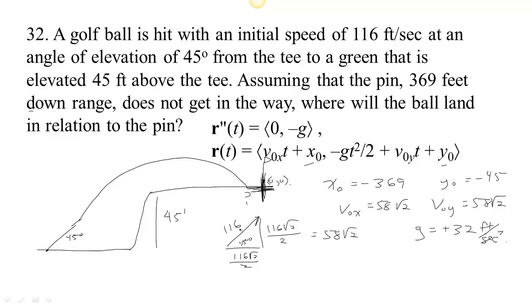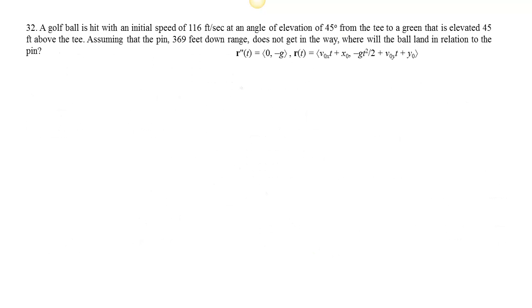Okay, so let's actually start working this problem. I'll shrink this down, and we can write our position equation again. The position equation is the initial velocity in the x direction, 58 root 2 times t, plus the initial x naught, which is minus 369. And then we have minus 32 over 2, which would be negative 16, so negative 16 t squared, plus the initial velocity in the y direction, which is 58 root 2 times t, plus the initial y position, which is minus 45.